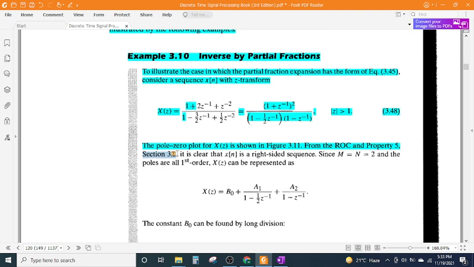Eq. 3.50. From Table 3.1, we see that since the ROC is |z| > 1, the inverse transform of each term follows from the table. Thus, from the linearity of the Z-transform, x[n] = 2(1/2)^n u[n] + u[n].